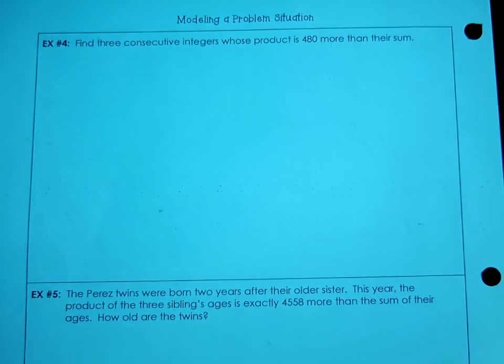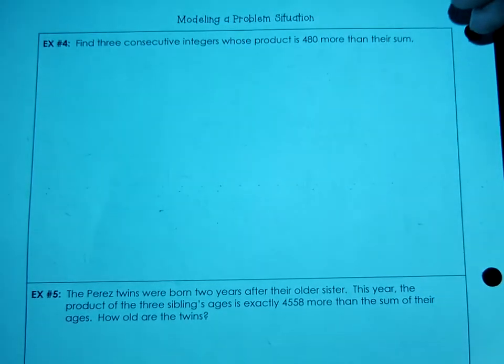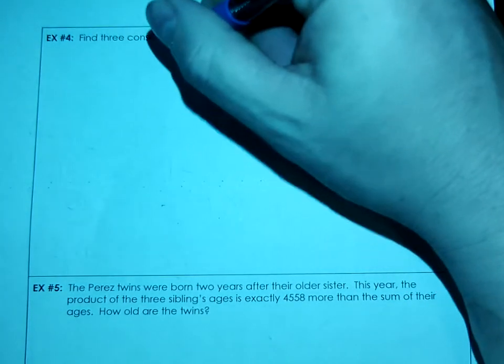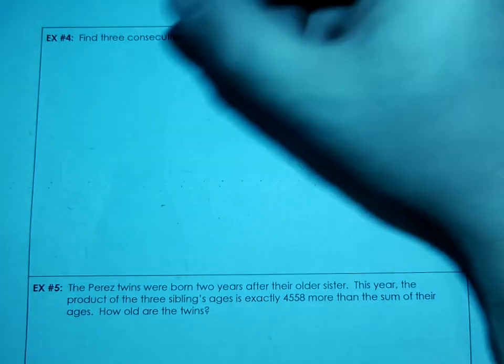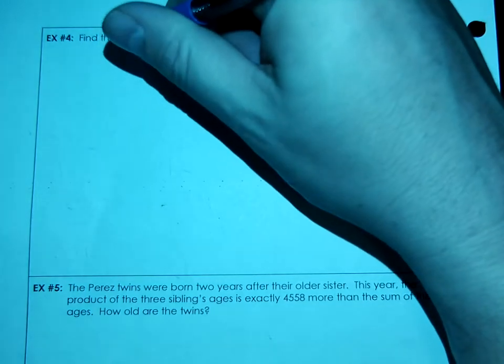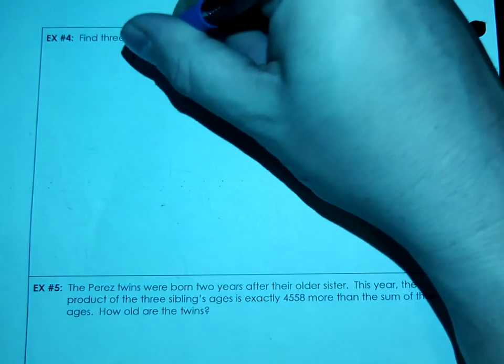Alright, let's talk about example 4 and example 5. These are ACT questions. Find 3 consecutive integers whose product is 480 more than their sum. Oh my gosh. I did not practice this before I came into this question, so I might not be able to do this one. So we're going to say our first integer is x. If they're consecutive, it means there's one above. They're adding 1.